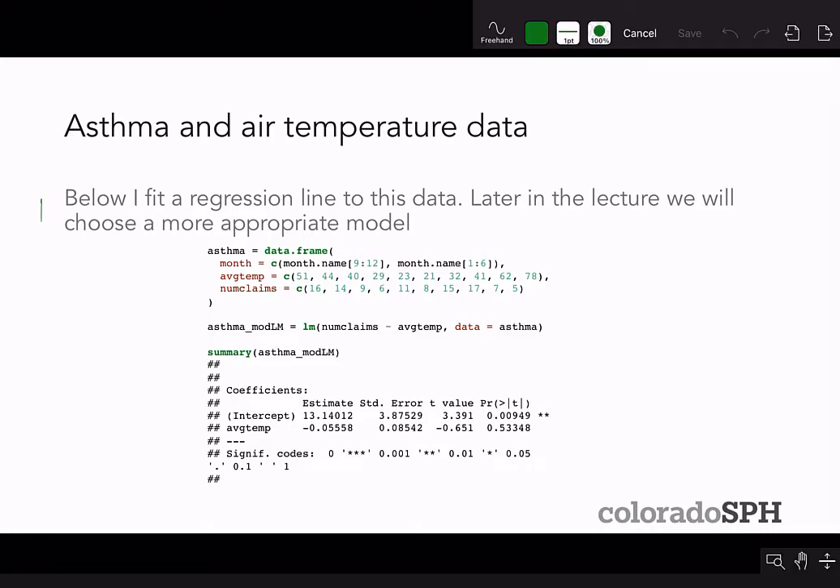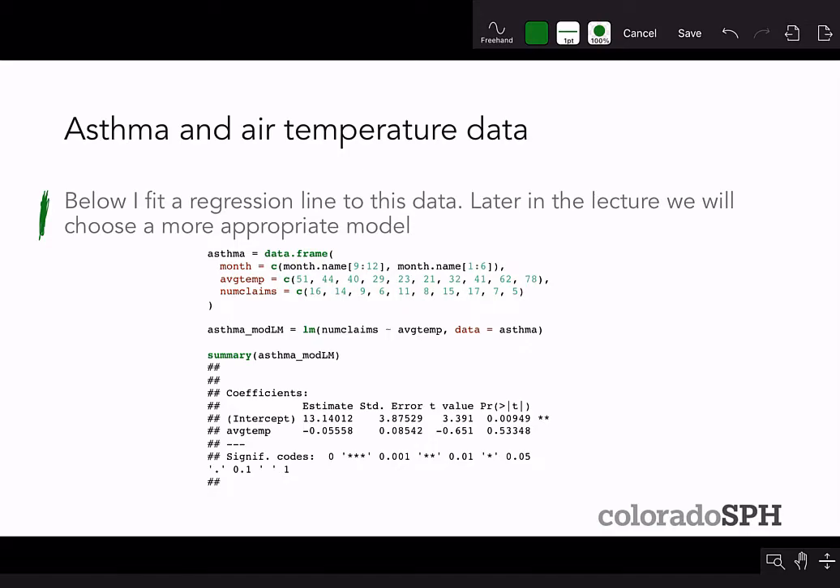So each month we have the average temperature and number of claims. I took that data and I fit a linear regression model to the data. This might not be an appropriate model for count data, but later in the lecture we'll fit a more appropriate model. If you want to load that data into R, you can use this code chunk here. This will just define a data frame with the data in the previous table. You can model it using a linear model using this line of code, where we're modeling the outcome, which is number of asthma claims, against the average air temperature. And we'll see here that the relationship is not significant.